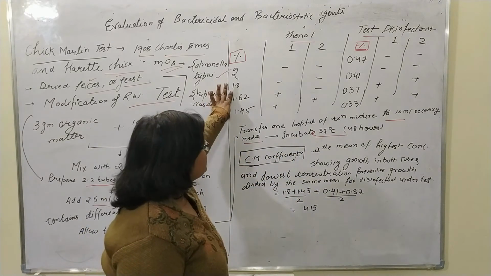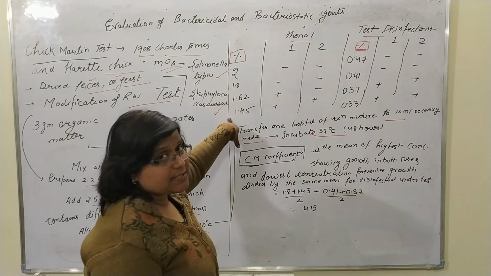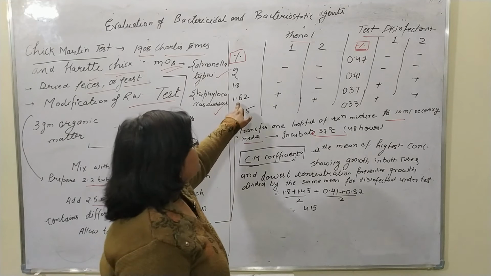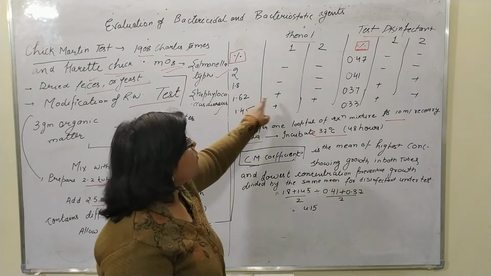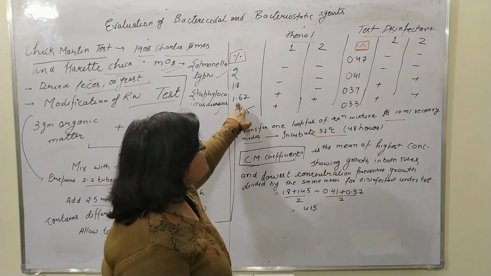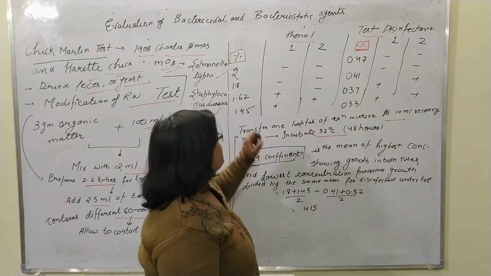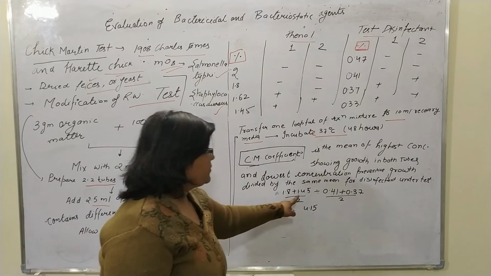Now the 1.62 and 1.45 are the lowest concentrations, but from the lowest concentration you will select the highest one, that is the 1.62. But here is one loophole: the 1.62 shows growth in tube 1 but not growth in tube 2. So we have to take the 1.41 here.